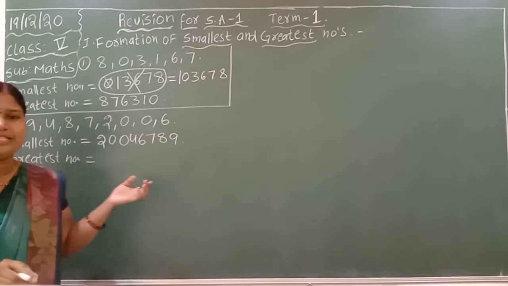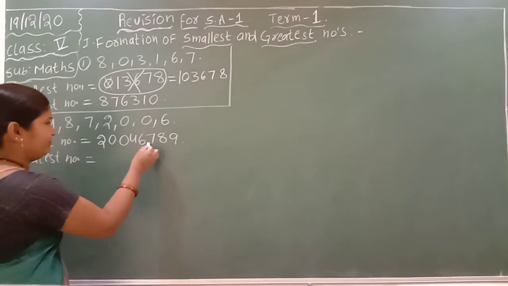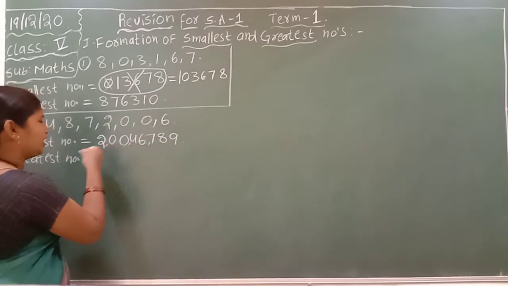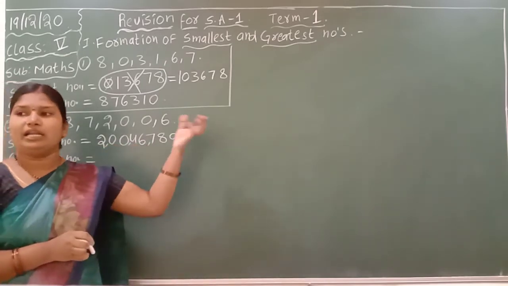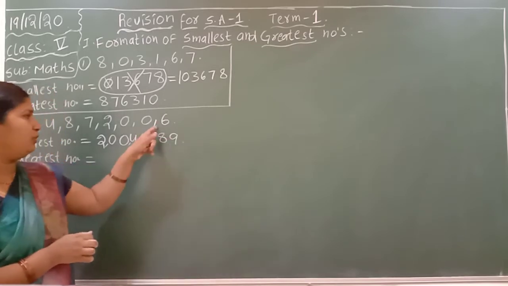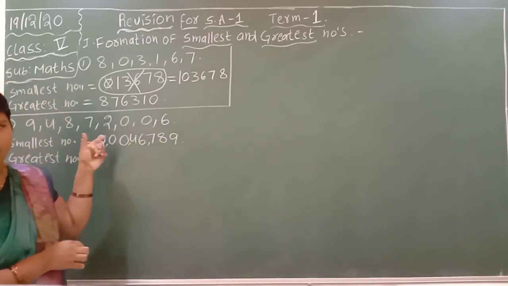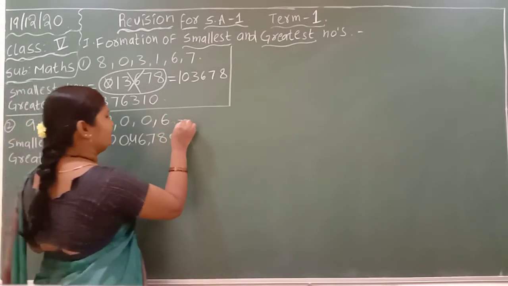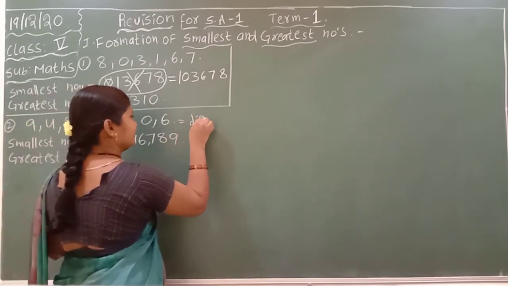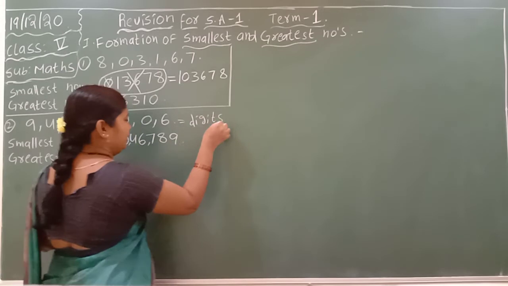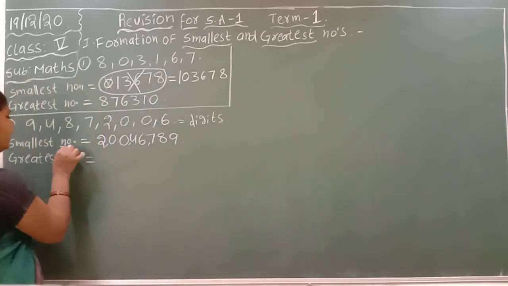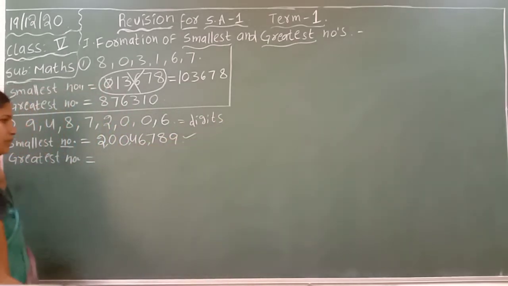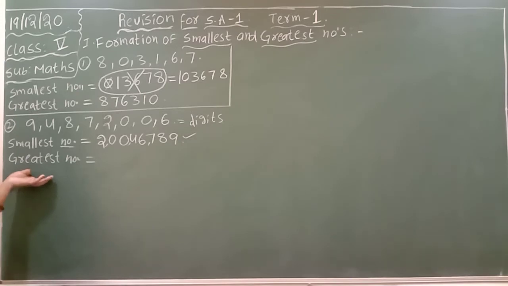If you want, according to the Indian system, 3 numbers after the comma, 2 numbers after the comma, 2 numbers after the comma. Like this you have to keep, but don't keep a comma after each and every number. If you keep a comma after each and every number, these are known as digits. It is known as a number. Now write down the greatest number, means big to small.